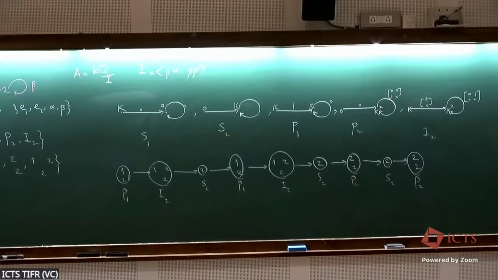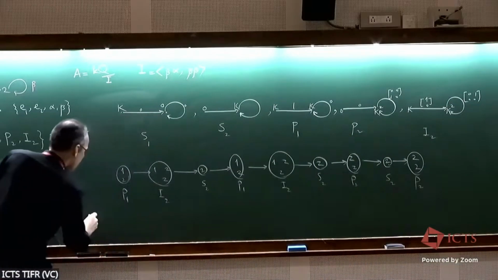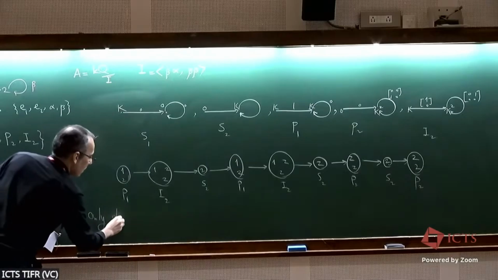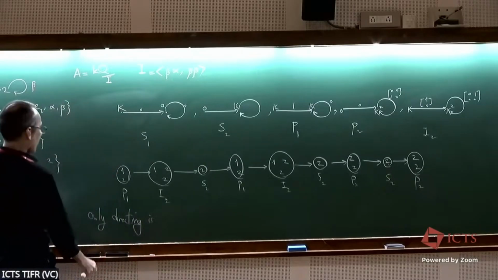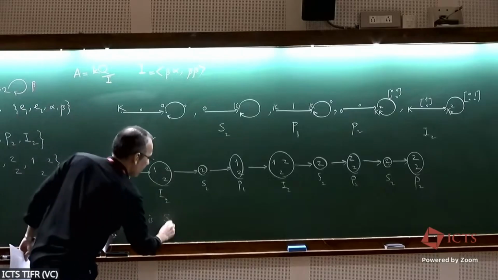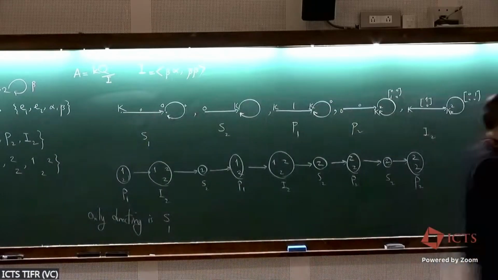So this easy computation shows that S2, P1, I2, P2 are not directing modules. And if you do a little bit of computation, you realize that the only directing module in this example is S1, which you cannot actually put on a cycle.